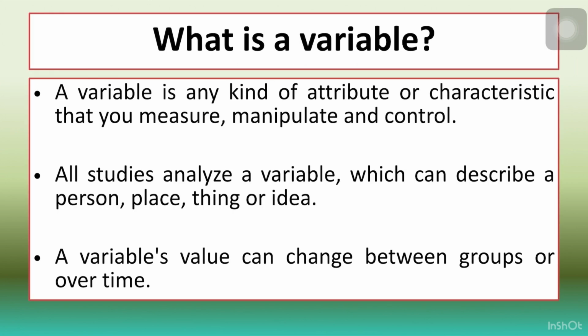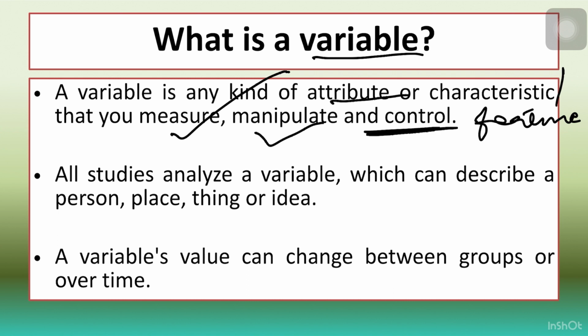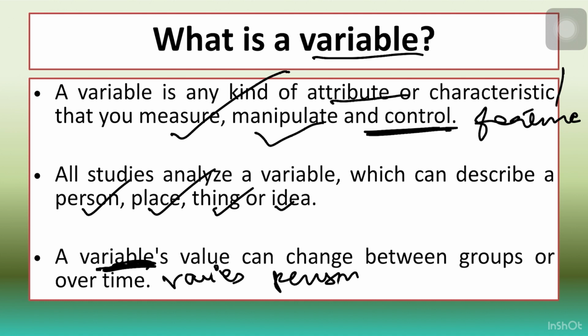So first of all, let's understand the term variable. Variable is any kind of characteristic, attribute or feature that can be measured, manipulated and also controlled. Right? So we can say that a variable is anything that can describe a person, place, thing or idea. And a variable keeps on changing. That is why its name is variable, because it varies from person to person, from group to group and from place to place.